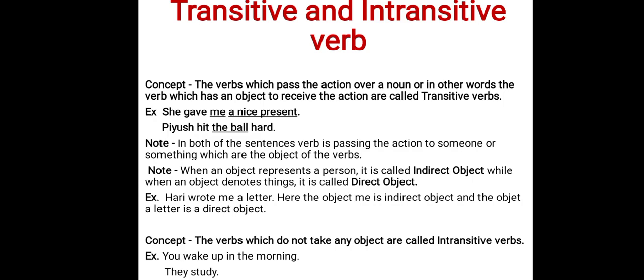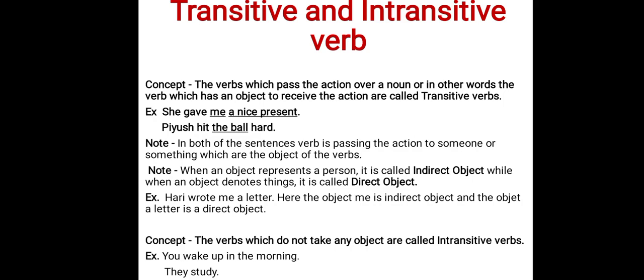Then you may ask a question with the verb, with who or what. Like, she gave what? or she gave whom? So you are getting the answer here. She gave to me. So here, me is the receiver. Again, she gave what? A nice present. Again, a nice present is the receiver. So both are the object here. I hope it's clear now.